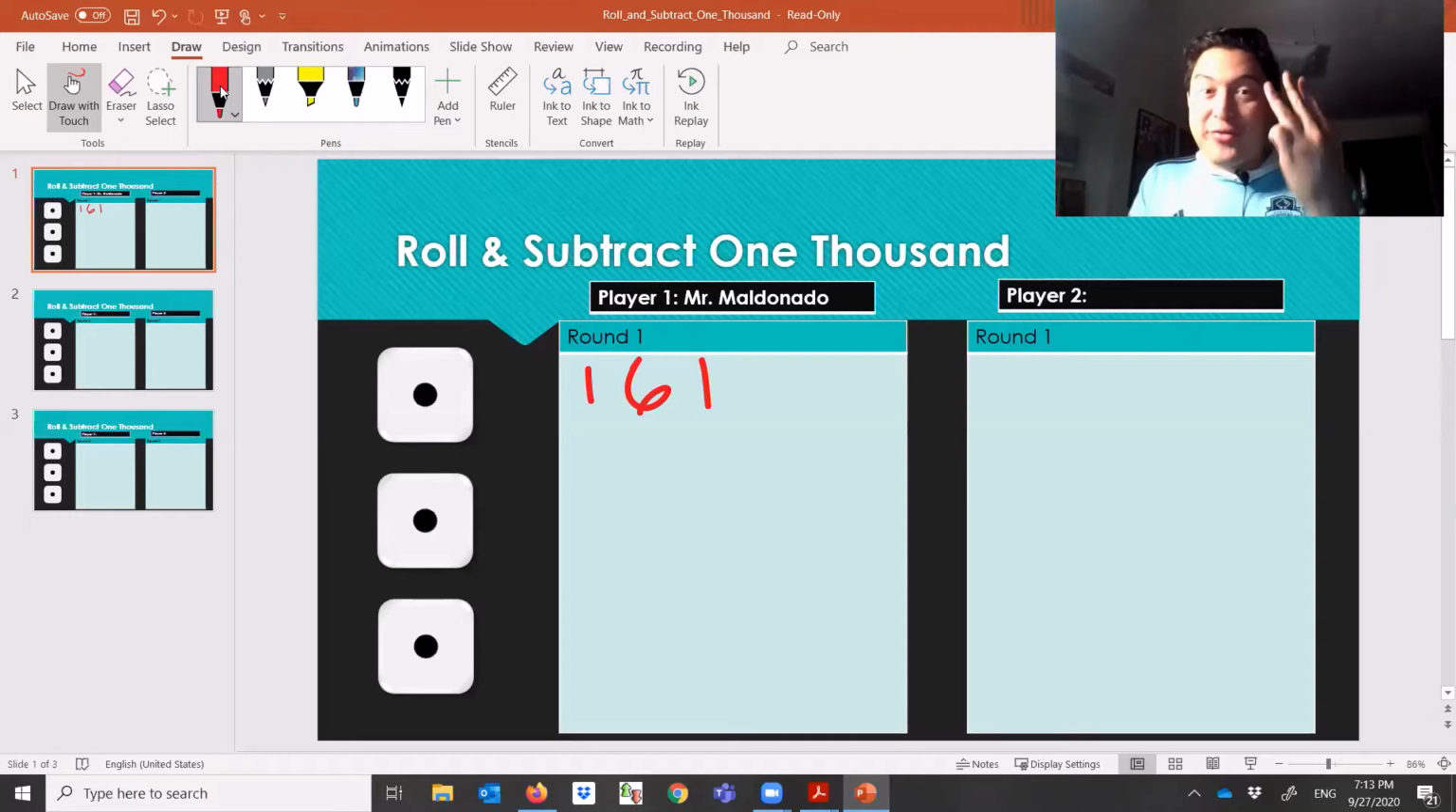You have 3 rounds. You do have to go all 3 rounds. So I could make 611 and subtract that from 1000, or I can make 116, or I can make 161 like it is right now. If you had these numbers, what would you do? Take a moment to think about that.